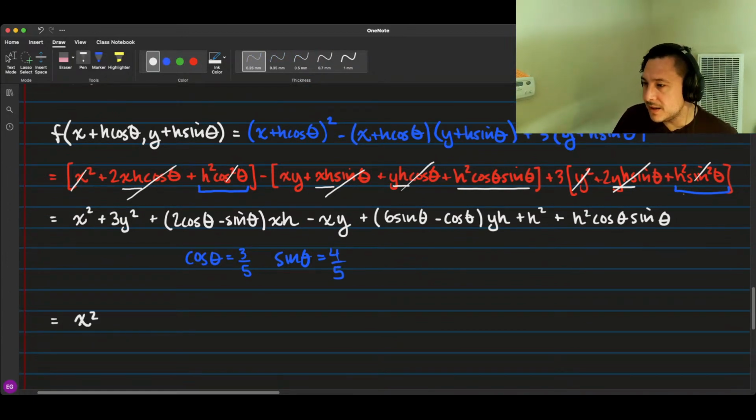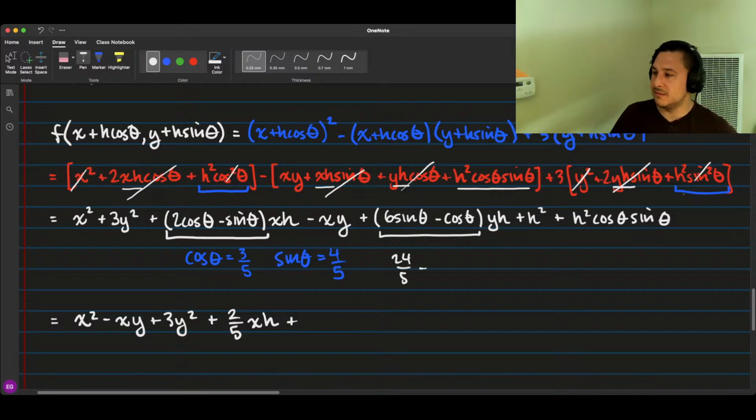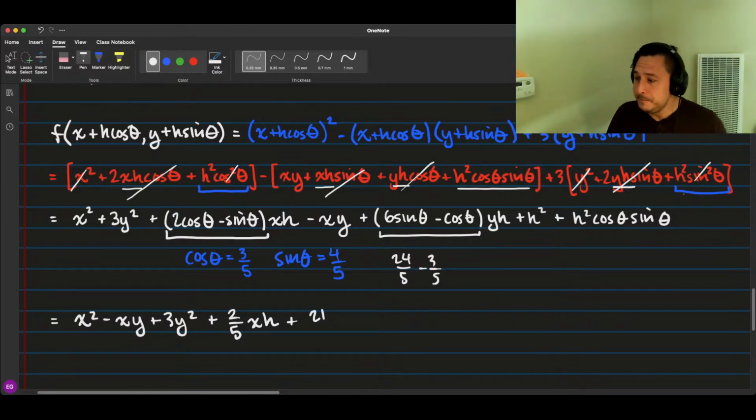I'm going to write x squared minus xy plus 3y squared, because those are the things without those. So what does this term become? We're going to get 2 times 3/5 minus 4/5. So that's going to be 6/5 minus 4/5, which is plus 2/5 xh. Then you're going to look at this term. Well, you're going to get 6 times 4/5. It's going to be 24/5 minus 3/5. That's going to be equal to 21/5 yh.